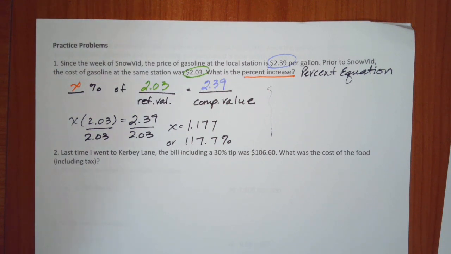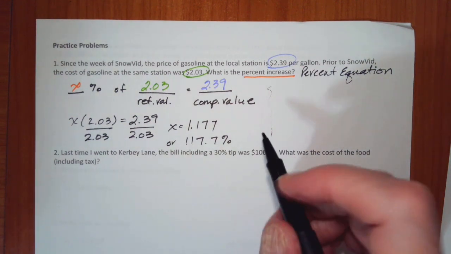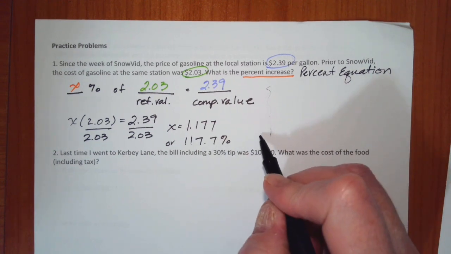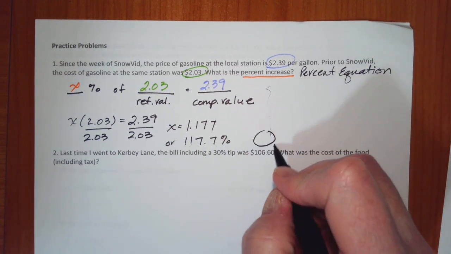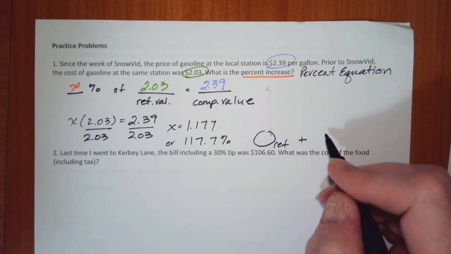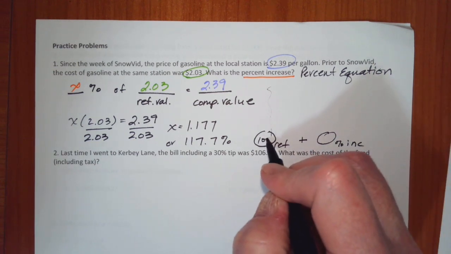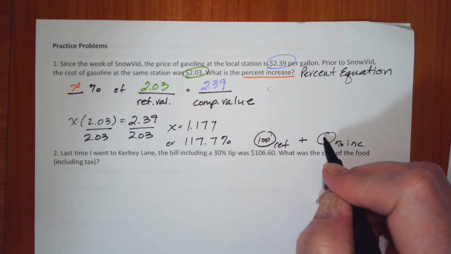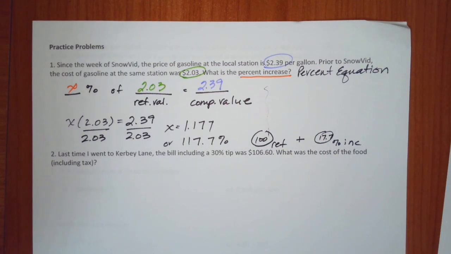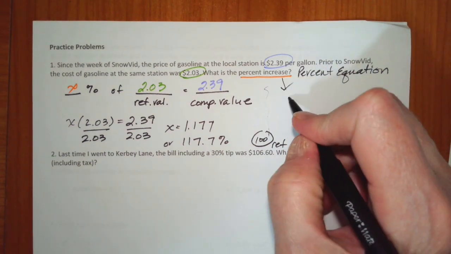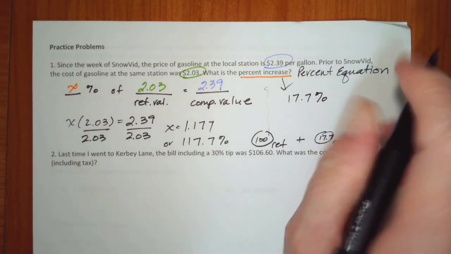But we want to know the percent increase. So if I look at this, 117.7% is my reference value plus the percent increase, where the reference value is 100%. So this is going to be 17.7%. So to answer, the amount of the increase is 17.7%.